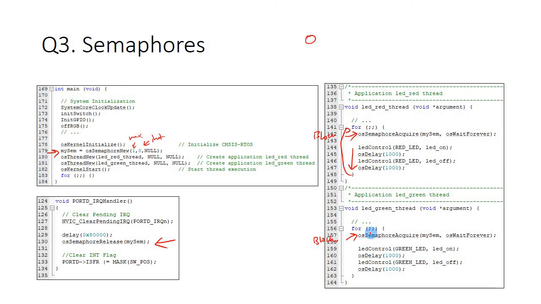Subsequently when it loops back, it will join the queue again. And the next time I press a button, what happens? Since the LED red thread was already serviced, the LED green thread's request for the semaphore has moved up to the front of the queue. So it will now get the semaphore and it will complete its code and then be able to loop back and wait for the semaphore again in the next iteration of the loop. That is basically what is happening here.